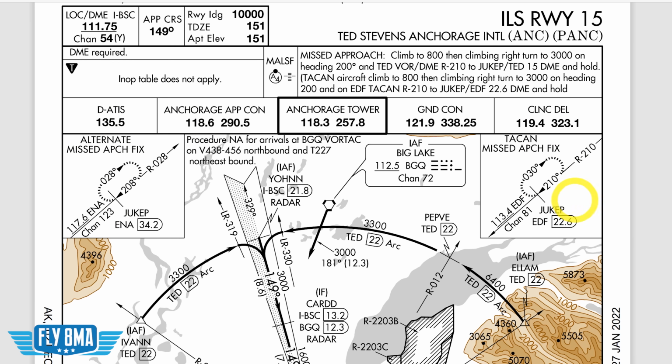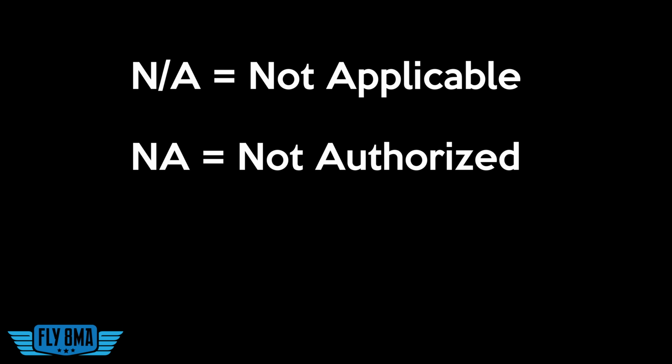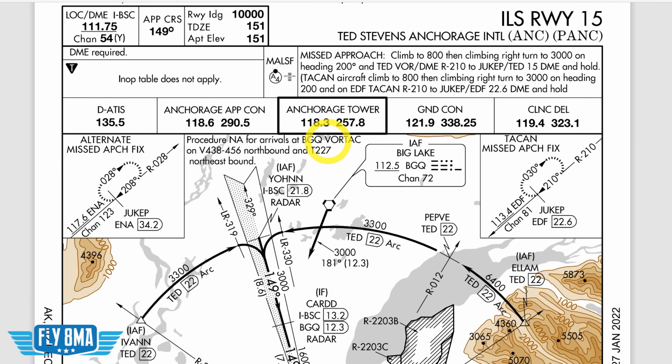We've gone over these right here, but the next thing I want to talk about is the procedure is not authorized, NA. Difference between N/A and NA. So N/A is not applicable, NA is not authorized. Procedure not authorized for arrivals at the BGQ VORTAC on Victor 438-456 northbound and T227 northeastbound Tango route. So what's a Tango route? Just a quick review. That's going to be those GPS routes.